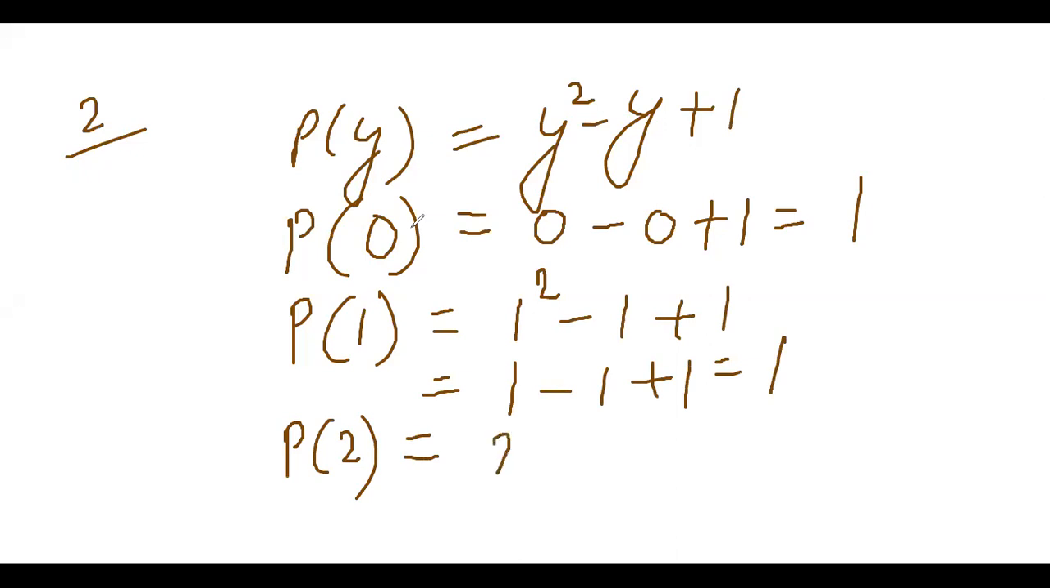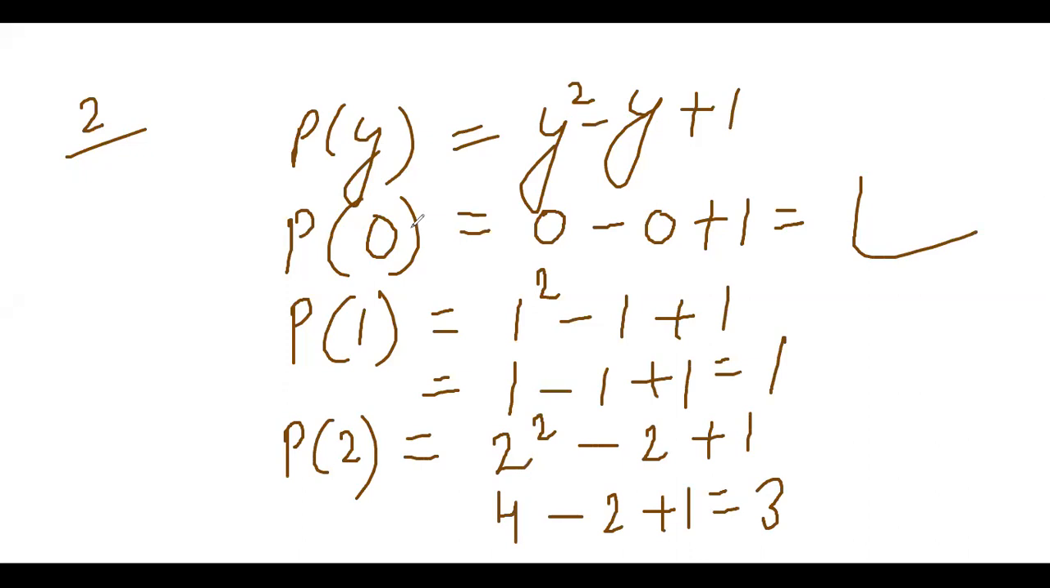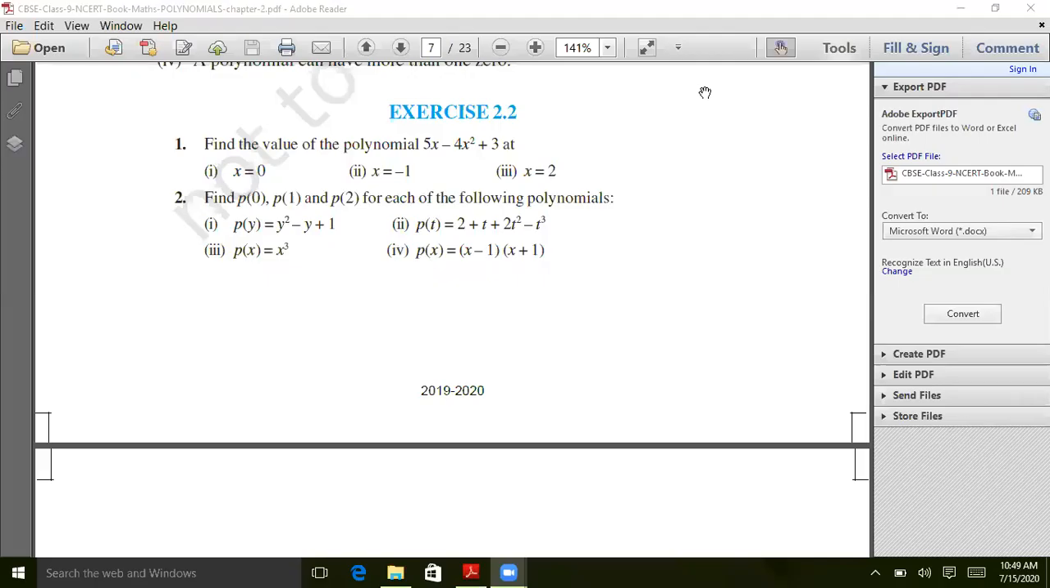Let's find out P2 now. P2. Y के place पे 2. 2 square minus 2 plus 1. 2 square 4 minus 2 plus 1 is equal to 4 minus 2, 2, 2 plus 1, 3. Right? So P0 1, P1 1, P2 3. It means हमने x variable के place पे values put करी है 0, 1 and 2. Then we will find out the value of the polynomial.